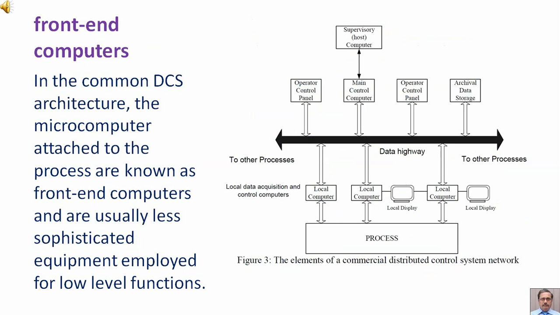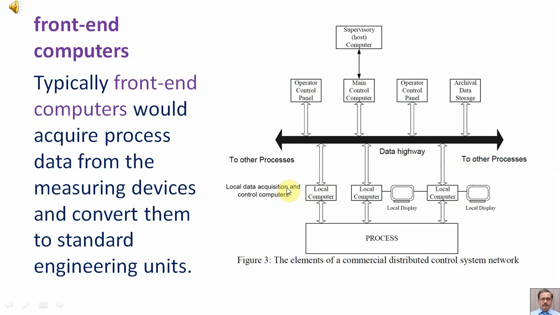In the common DCS architecture, the microcomputers attached to the process are known as front-end computers and are usually less sophisticated equipment employed for low-level functions. Typically, front-end computers would acquire process data from the measuring devices and convert them to standard engineering units.